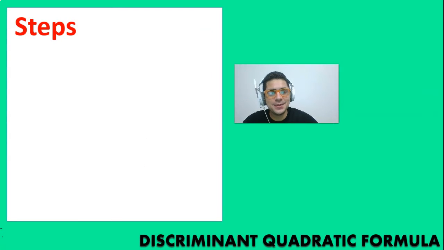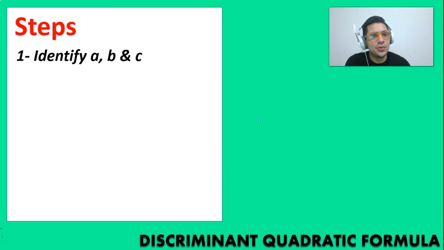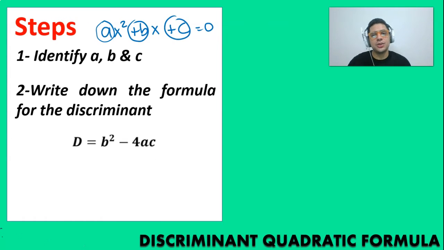So guys, the thing we're going to be doing now is learning the steps of finding the discriminant of a quadratic formula. So the steps go like this, guys. The first thing we're going to do is, as always, identify A, B, and C. So we have ax squared plus bx plus c. Now, a is always going to be the term next to the x squared, b is going to be the term next to x, and c is going to be the independent term, right? After that, you're going to write down the formula for the discriminant, which is b squared minus 4ac.